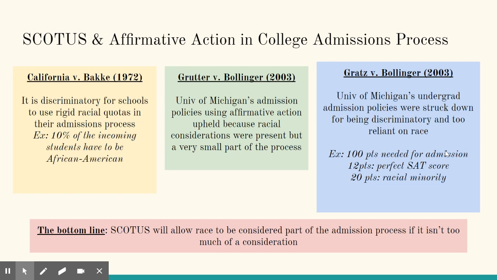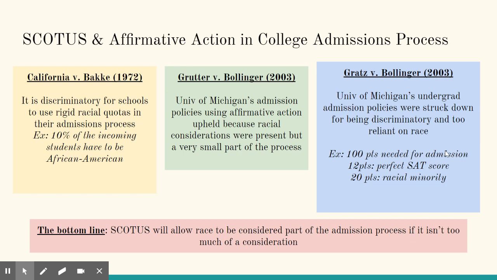The first case, Grutter versus Bollinger, involves a student, Grutter, challenging the University of Michigan's law school admissions policies. In this case, the Supreme Court looked at all the factors involved and said that because race was only a small consideration in the overall picture of who got into the University of Michigan Law School, they were going to uphold Michigan's policies. But in the Gratz case, they looked at the undergrad admissions policies and struck them down because they thought the undergrad policies were too reliant on race.